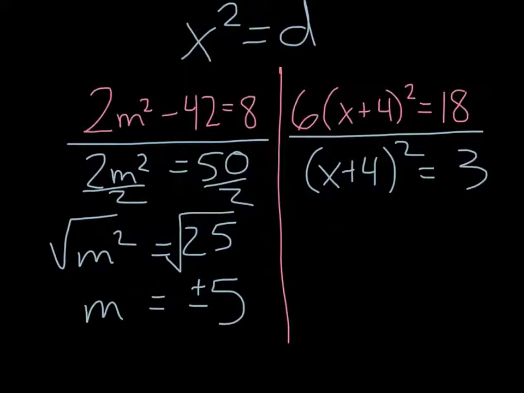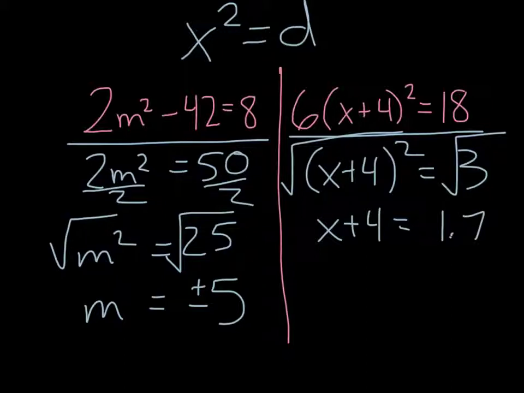Now we're going to want to undo our exponent, so we will take the square root of both sides. That will leave me an x plus 4 on this side, and the square root of 3, which is 1.7 if we round it. And we have to remember that when we did that square root, we actually get a positive 1.7 or a negative 1.7. So when I go to undo the plus 4, I'll be subtracting 4 from positive 1.7, and I'll be subtracting 4 from negative 1.7.